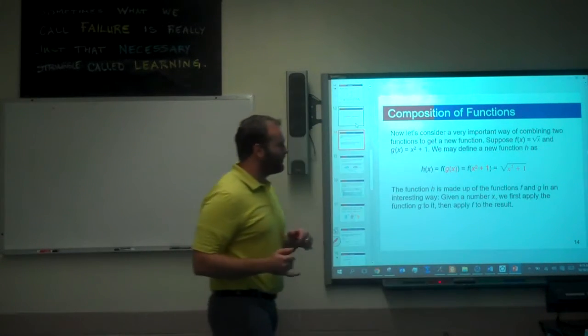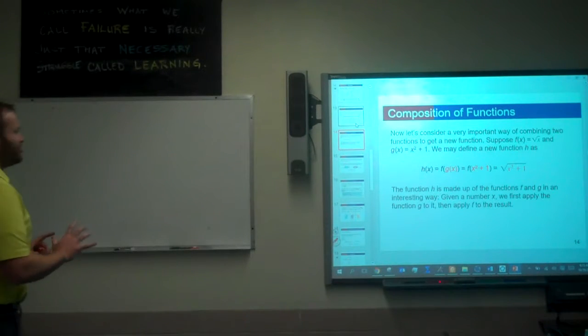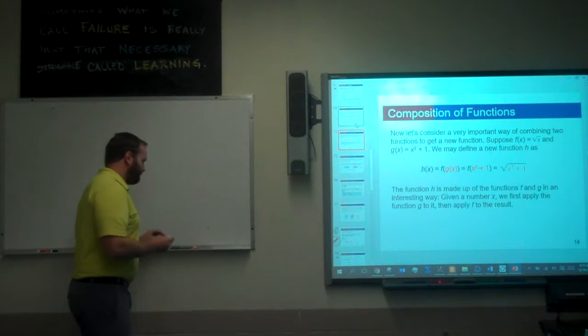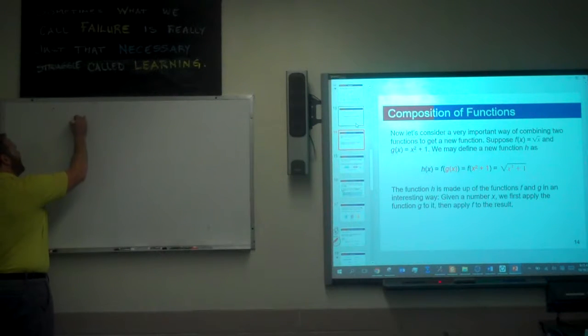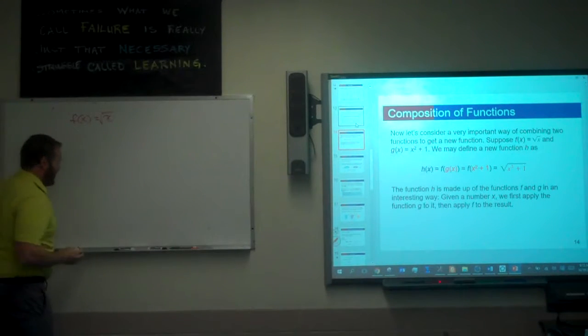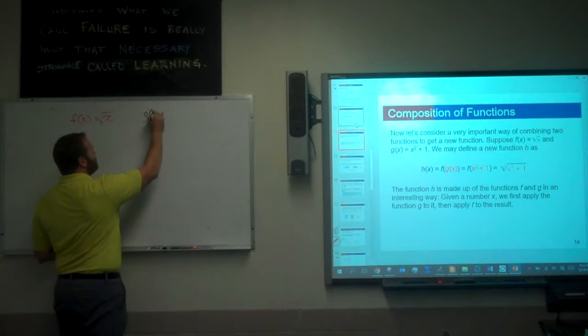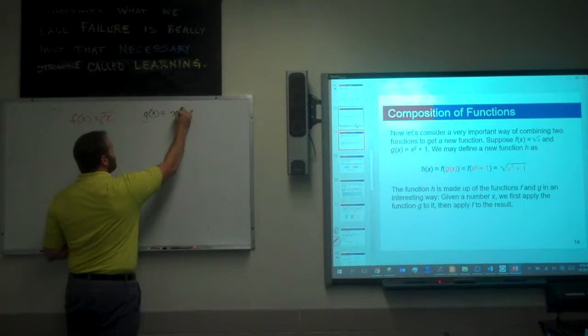All we're going to do is start with two functions, whatever they might want to call them, f of x, g of x, h of x, and really whatever they want their expression to be. We're going to start with two general functions. So let's say that f of x is radical x. And then g of x is x squared plus 1.